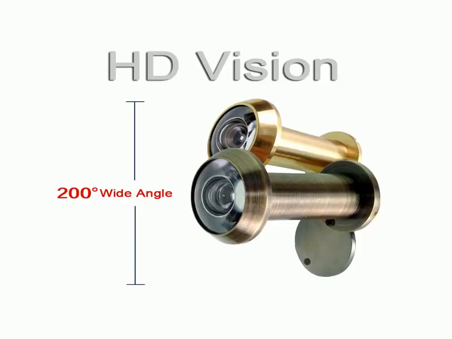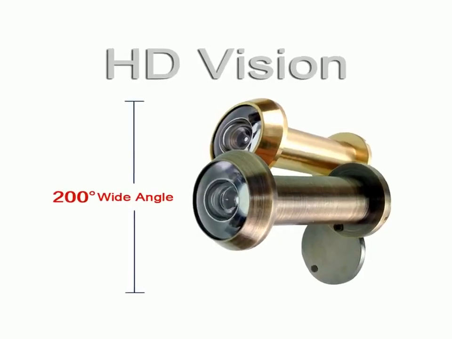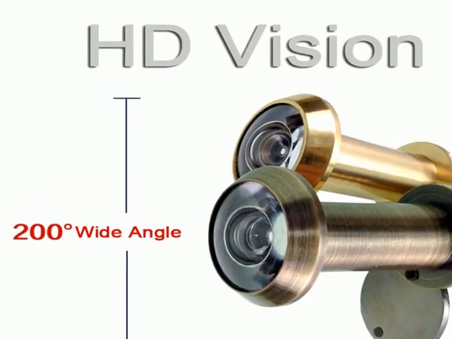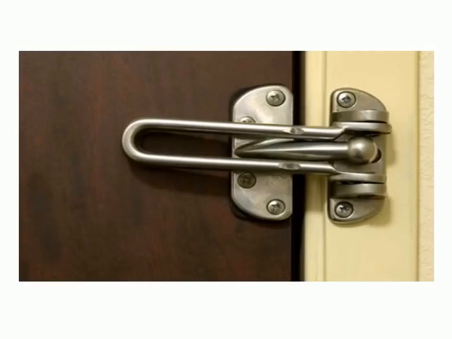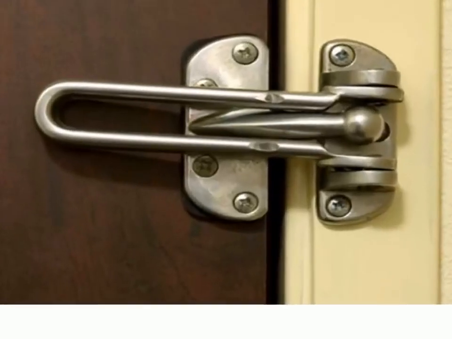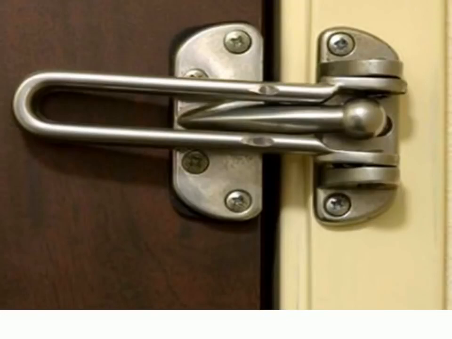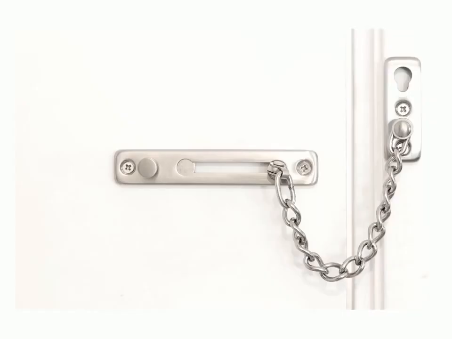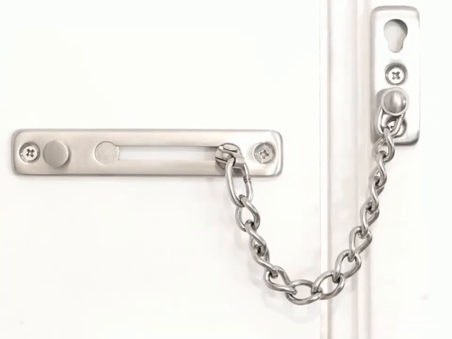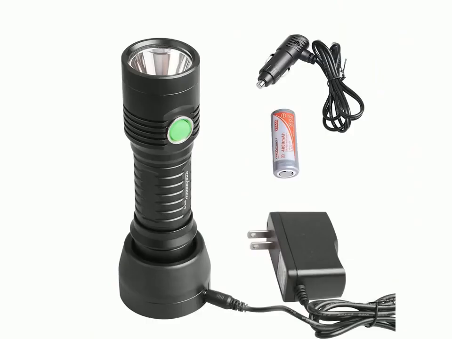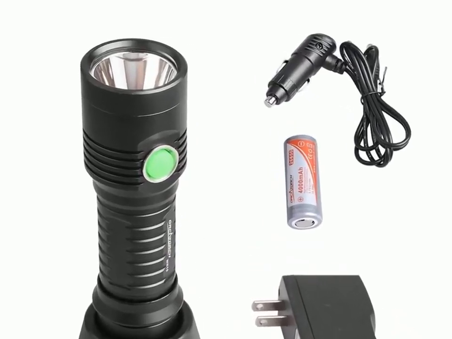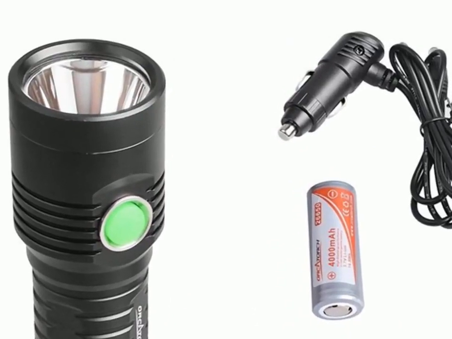Magic eye, fixed indoors to see who is on the other side of the door. Secure door locks. Door chains, for safety. Night torch, with rechargeable battery, for emergencies, like power outage, blackout, and fire evacuation, etc.